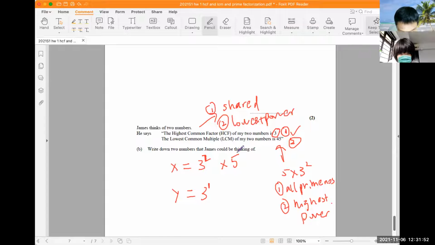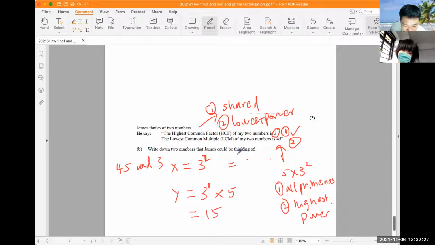Okay, write down two numbers that James could be thinking of. Actually, there are a lot of possibilities here. Let me tell you why. It can be 45, and then it can be 3 here. So basically 45 and 3. Or another possibility is this: instead of putting the 5 there, I can put the 5 here. If you put the 5 here, you will end up with 15 and then 9. So basically you have 15 and 9. That's my answer.